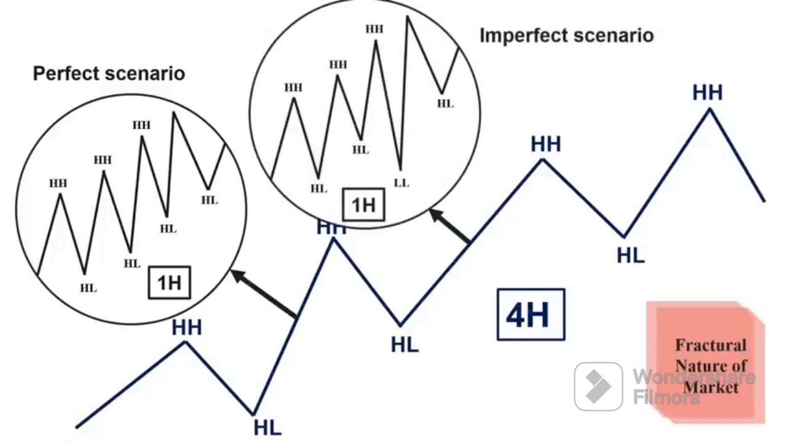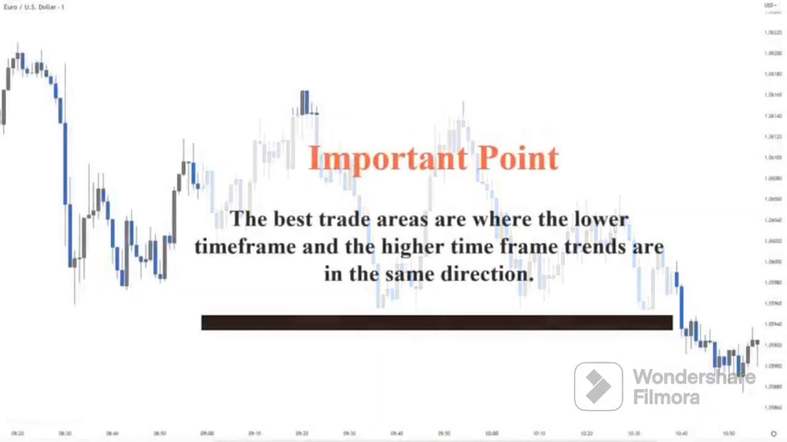But in the imperfect scenario, the price will create fake breakouts before pushing to the upside to develop higher highs. When traders see these fakeouts, they think that the price will reverse and they go short in the supply zone and get stopped. So if you have in-depth knowledge of the market structure, you will realize that since the higher time frame is bullish, you will find an order block and go with the dominant trend. So here is an important point. The best trade areas are where the lower time frame and the higher time frame are in the same direction.